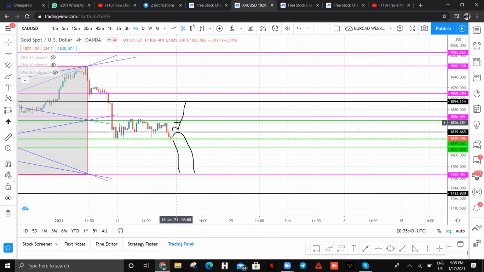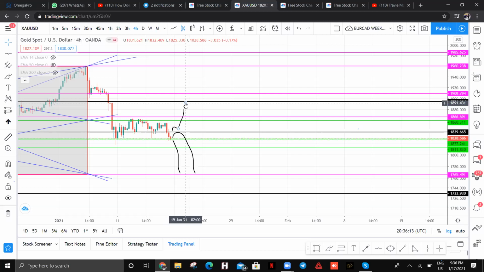1853 was somewhere around here. As soon as this green candle closed below this pivot level, I entered the sell and took it out here. I did 100 pips, my first TP, and the second TP was this one here, 1828. That was my second TP.